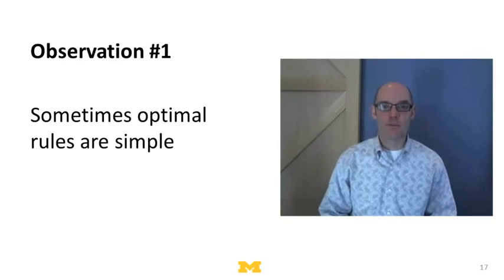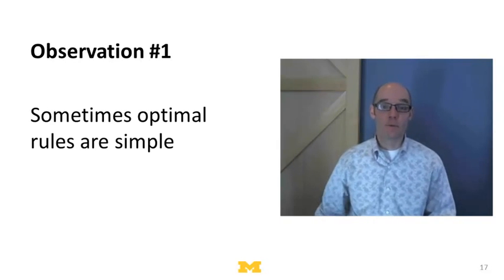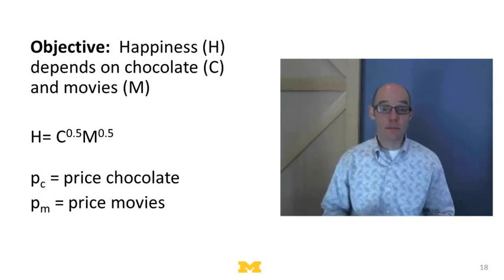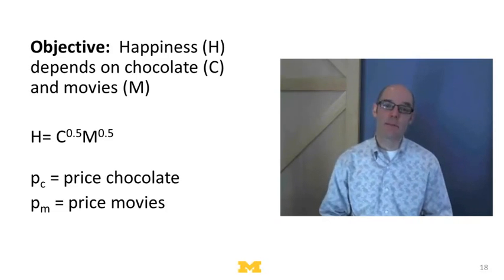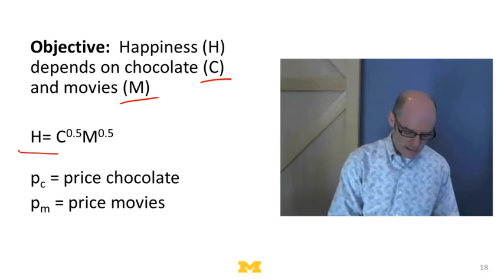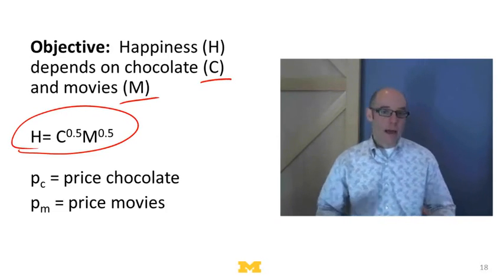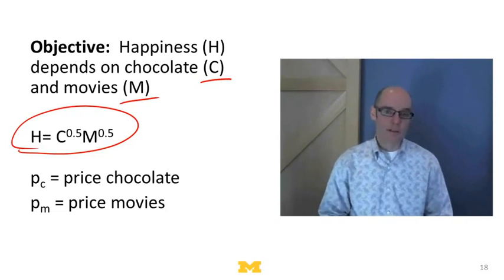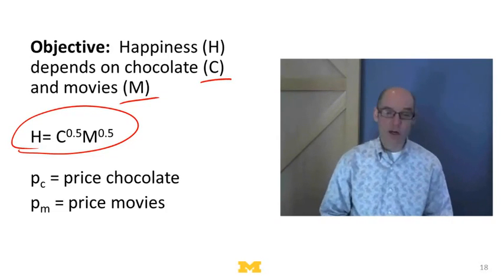A couple of observations about rule-based behavior. First, sometimes optimal rules are simple. Sometimes you might have a situation like this where I'm trying to maximize my happiness. My happiness depends on two things, chocolate and movies. Here's my happiness function: it's the square root of chocolate times the square root of movies. And there's some price for chocolate and some price for movies.